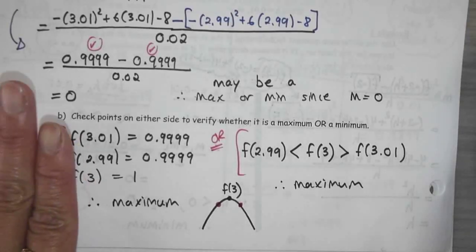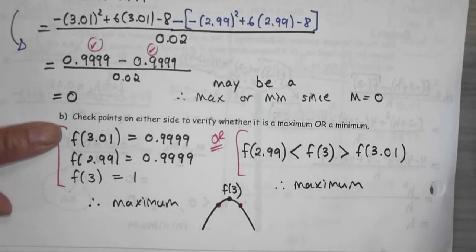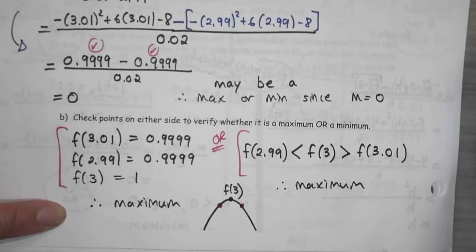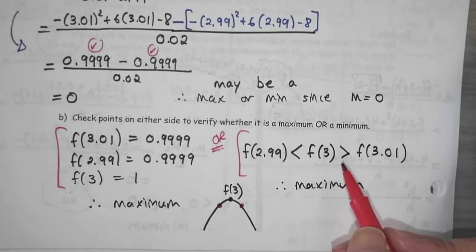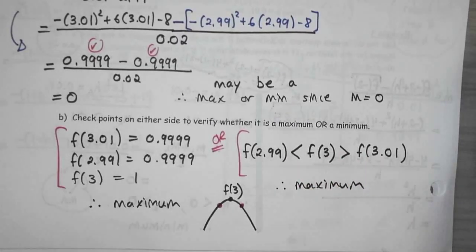You can phrase it, some people like to use the values and say, well, this is below this, therefore it's a maximum, so you tell me the values. Or you can just use the inequality symbol saying this is higher than those 2, therefore it's a maximum. Anything else?